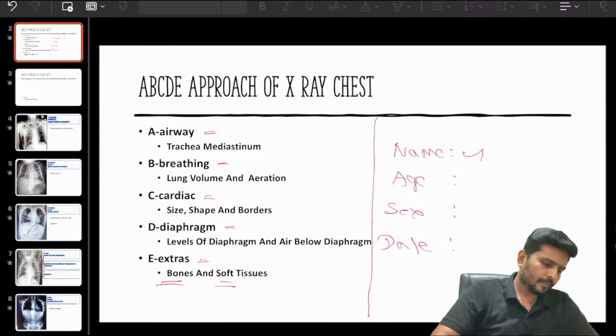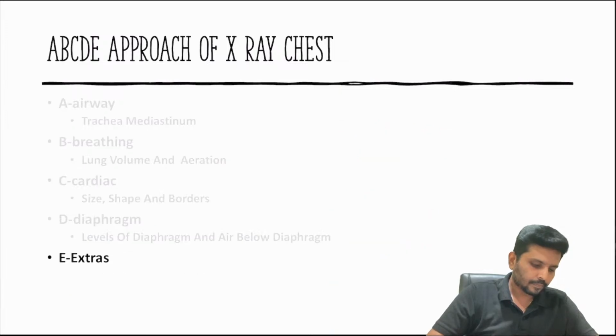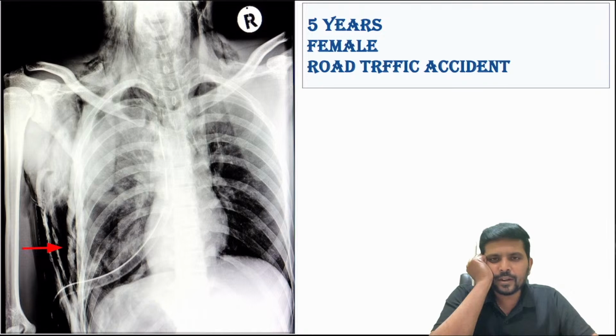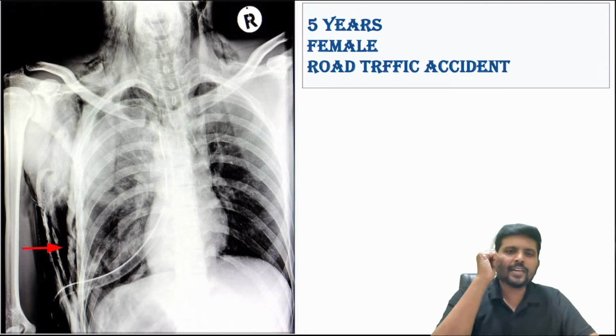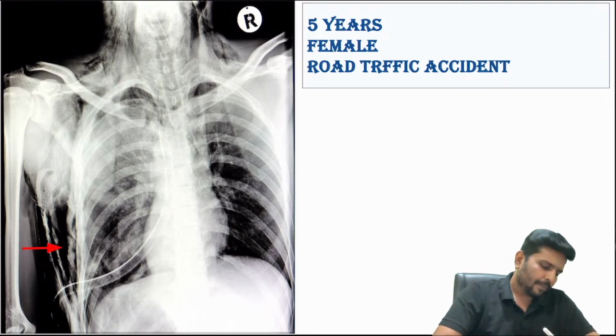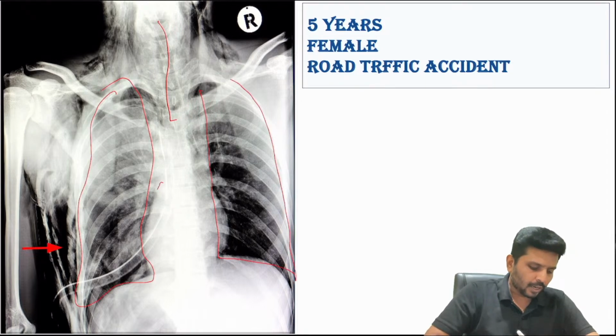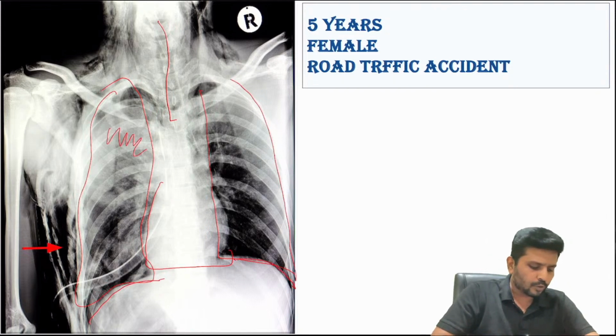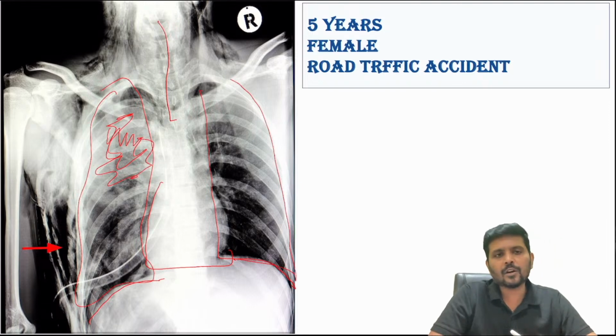Okay, done. Extras. So what is this X-ray? This is a 5-year-old female who met with a road traffic accident. What are all the things I told you to see? Look at the trachea, look at the volume of the right lung, volume of the left lung, look at the heart, look at the diaphragm. Okay, there is some amount of homogeneous opacity on the right lung. Leave alone that. It was told to you to look into the soft tissue.